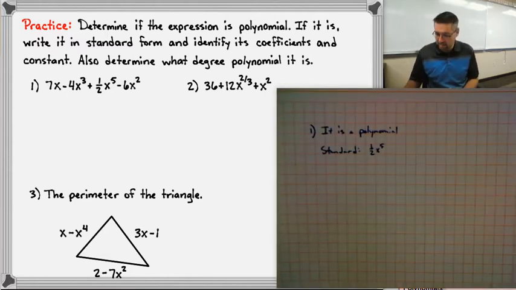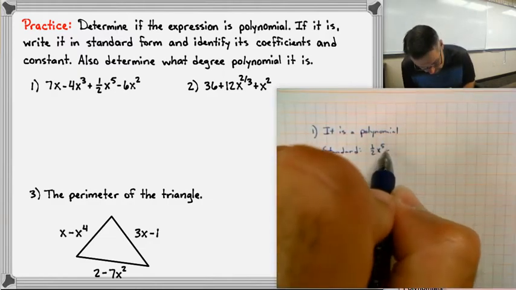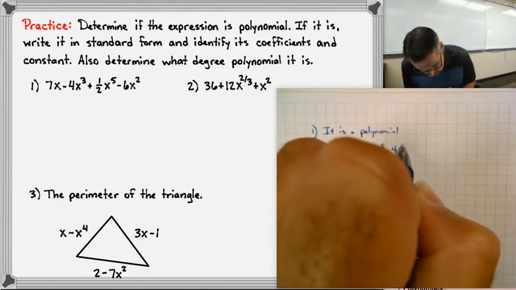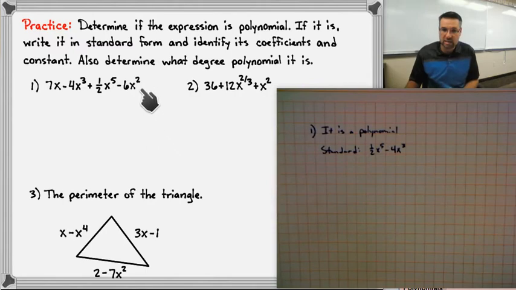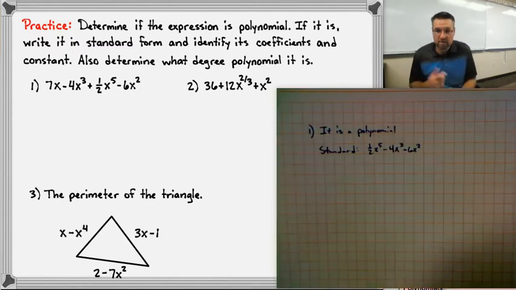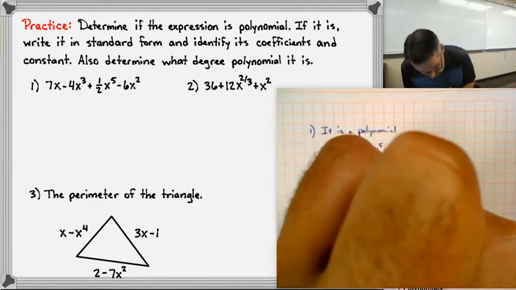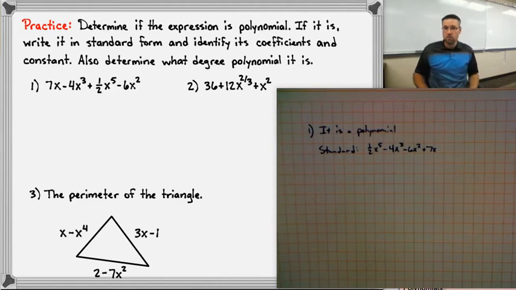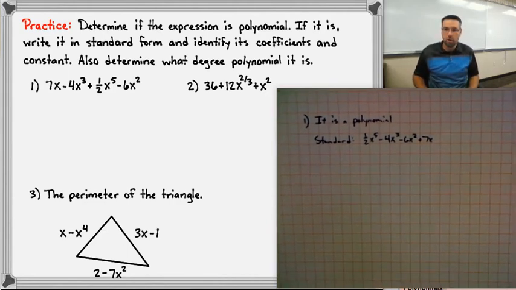What's the next highest exponent? Well, the next highest exponent is the 3. So we're going to carry that down. So it'll be minus 4x cubed. And then the next highest exponent is the 2. So that'll say negative 6x squared. And then the next highest exponent is going to be the 1 here. So that would be plus 7x. So that is standard form of our polynomial.